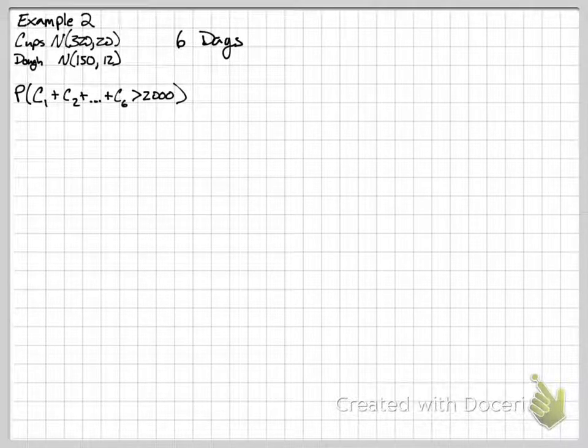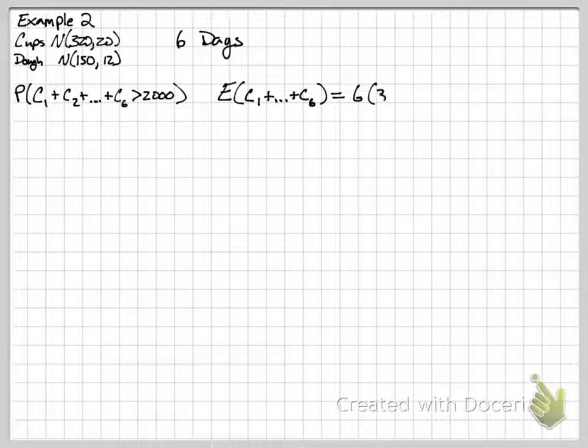Now we need to find our mean and our standard deviation. Okay, these are very similar to examples from yesterday when we did our discrete random variables. So our mean, our expected value, and we're looking at C1 plus all the way down to cup 6, our 6th day. That's going to be equal to 6 times the mean of cups, which is 320. If we calculate that out, we get 1920.